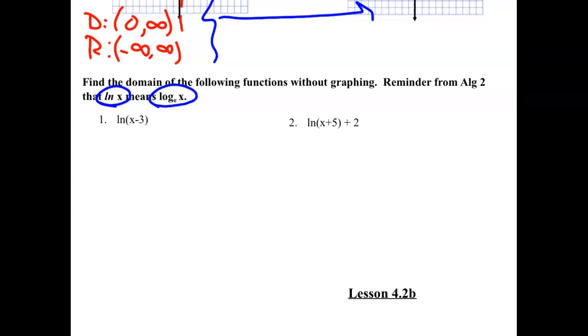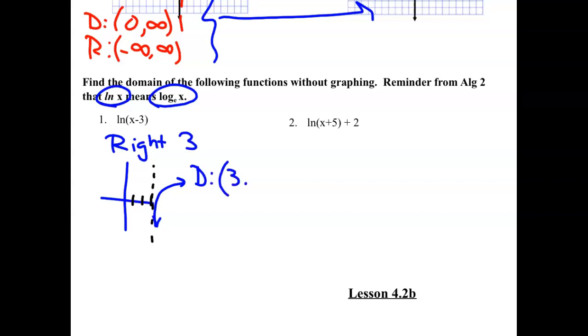Which way are we moving this? We're going right 3. So if we picture shifting everything 3 to the right, now our vertical asymptote is there. And our graph is coming up along it. Yes? So we should be able to list the domain without actually graphing it, just visualizing it. In this case, our domain would be everything above 3.